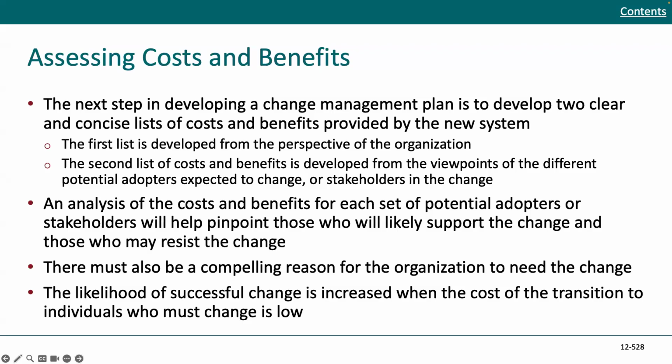An analysis of the costs and benefits for each set of potential adopters or stakeholders will help pinpoint those who will likely support the change and those who may resist the change. There must be a compelling reason for the organization to need the change. The likelihood of successful change is increased when the cost of transition to individuals who must change is low.